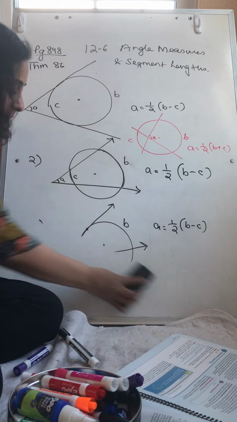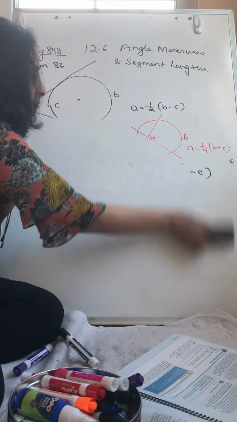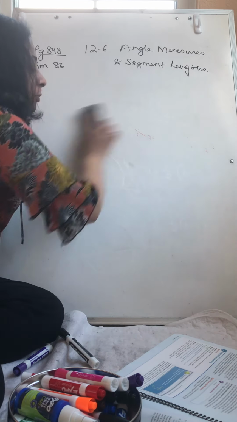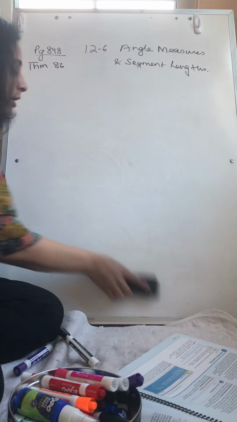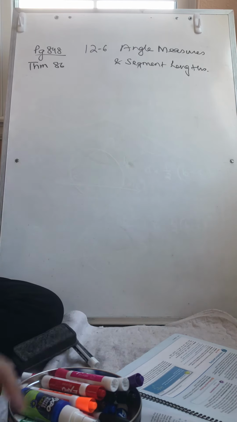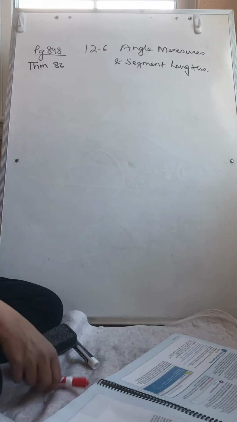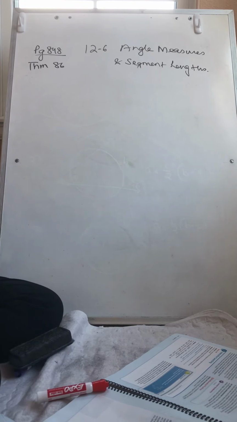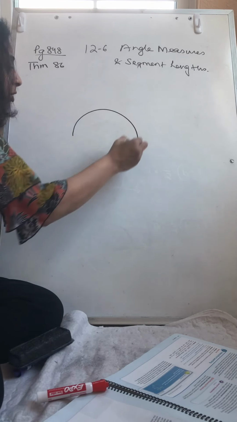So let's look at an example problem again. Be careful and look at where the lines are intersecting, inside or outside, to decide whether it's a sum or a difference. So again, this problem is not in your books.